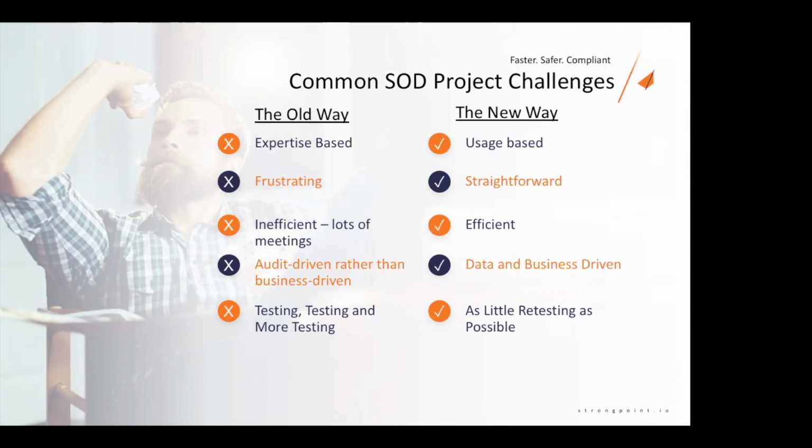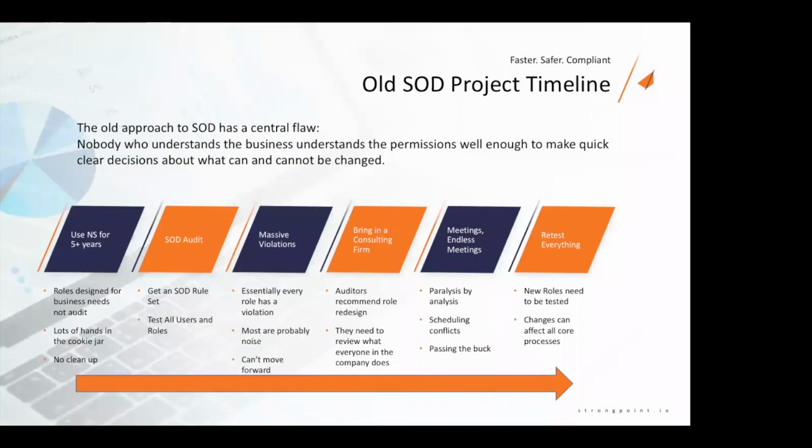Yeah. So the other aspect of this is it changes it from being a consultant-driven activity to a company-driven activity, where you don't need a lot of outside expertise because the real knowledge is actually the knowledge that your system has. So the old approach, as we said, had a central flaw, right? Nobody on the team at all understood everything about the business and also understands the permissions well enough to make quick and clear decisions about what can and cannot be changed.